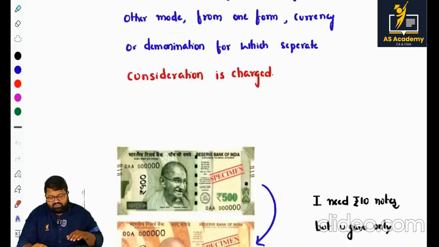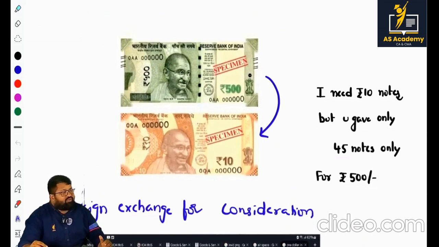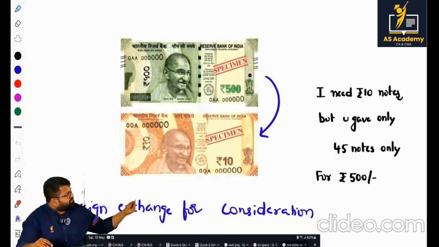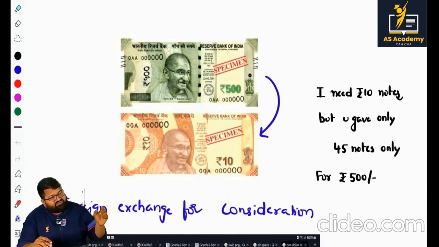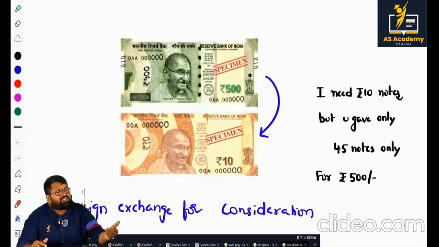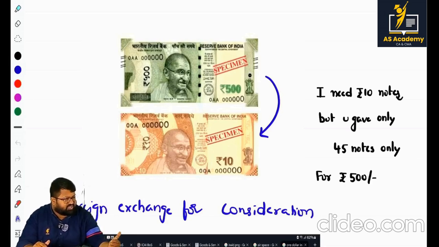Currency exchange. Sir, for example, I am giving a 500 rupee note and taking some 10 rupee notes. If I am taking exactly 50 notes, then it is not a service. But if I am taking only 45 notes, 45 into 10, how much? 450. But how much did I give? 500. So there is some consideration to you. As there is consideration, it is a service.